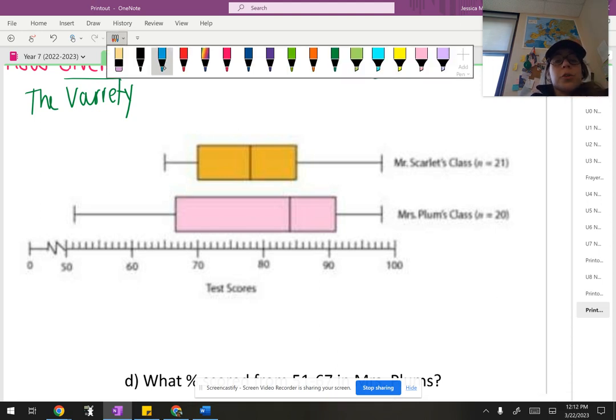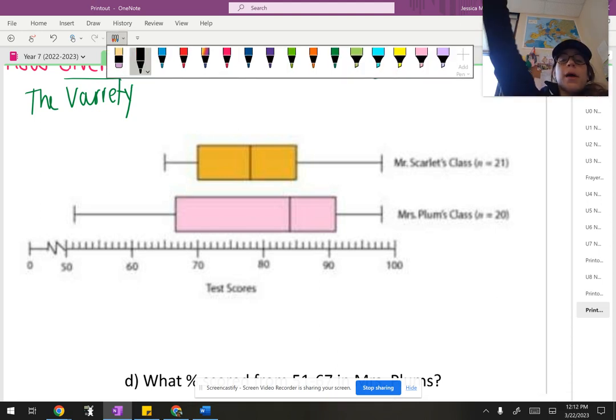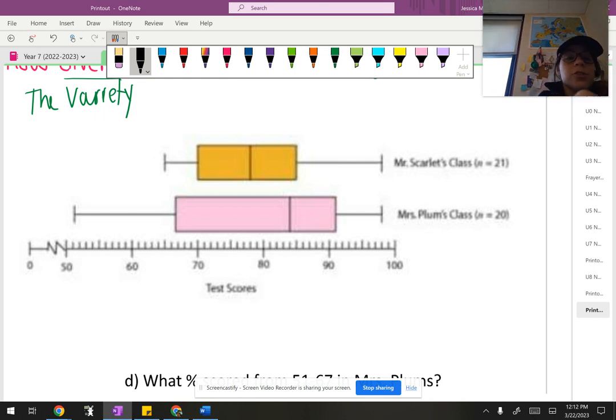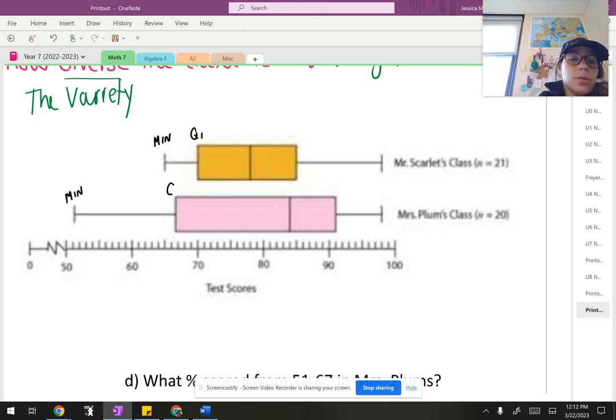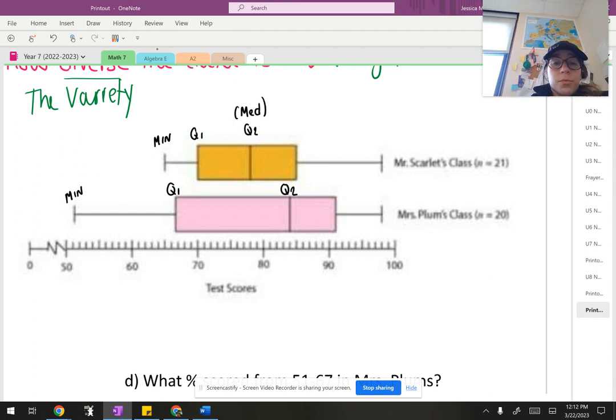With any box and whisker plot or box plot, I always recommend labeling those 5 numbers in your 5-number summary here. So that just tells me that these are my minimum values. This is my Q1 or quartile 1. Q2, aka the median, right? Those are the same, Q2 and the median. Quartile 3, and then last but not least, our maximum. Taking a few seconds to label those is going to make life a lot easier.